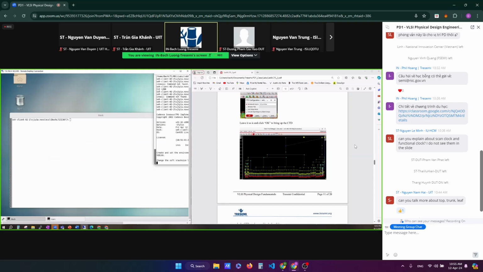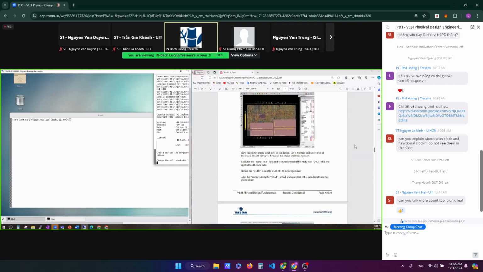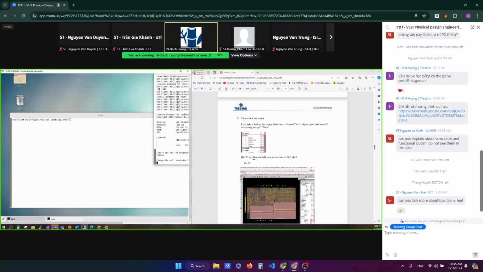So if that doesn't get done in time, you can pretty much follow the instructions to do the labs, because I have it in pretty good detail here. To look at the clock nets, I don't think you'll be finished in time.